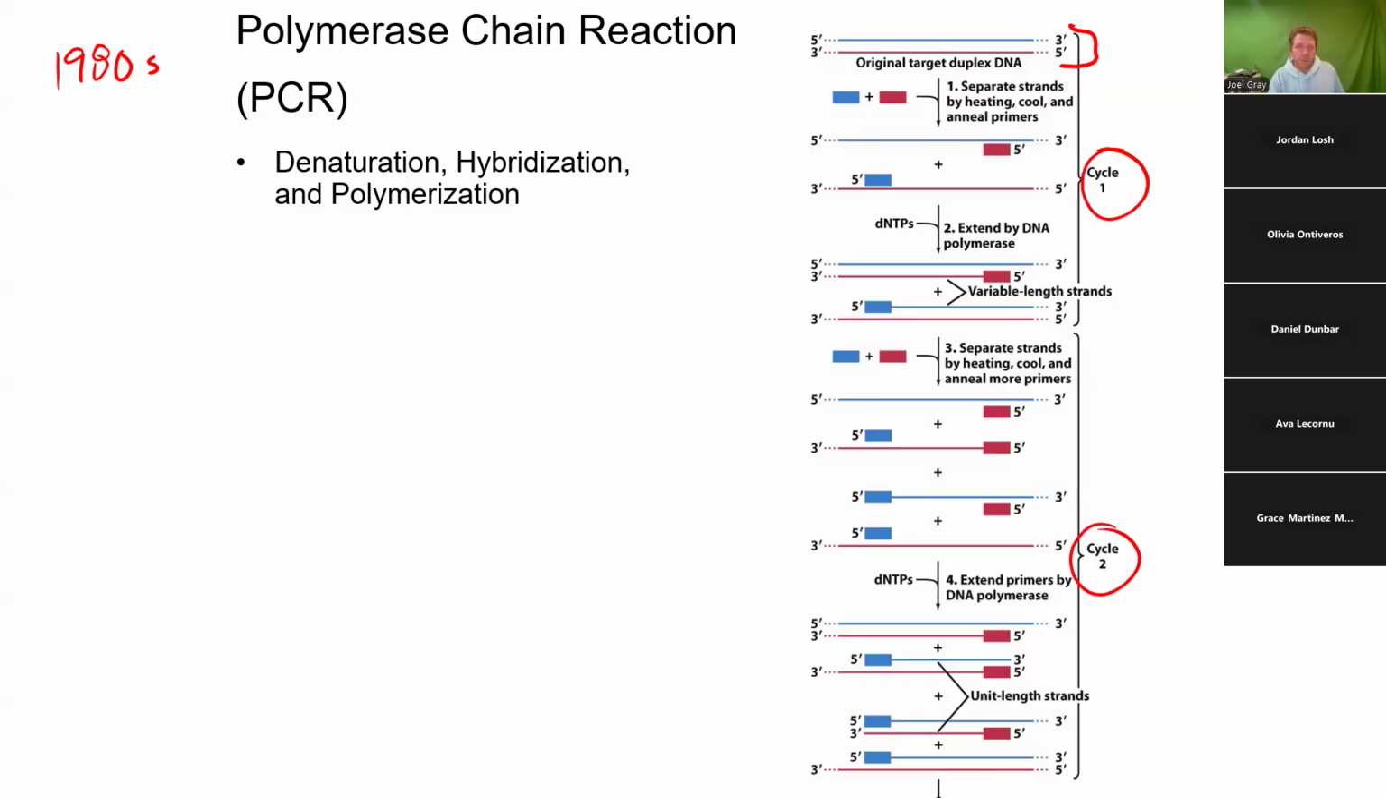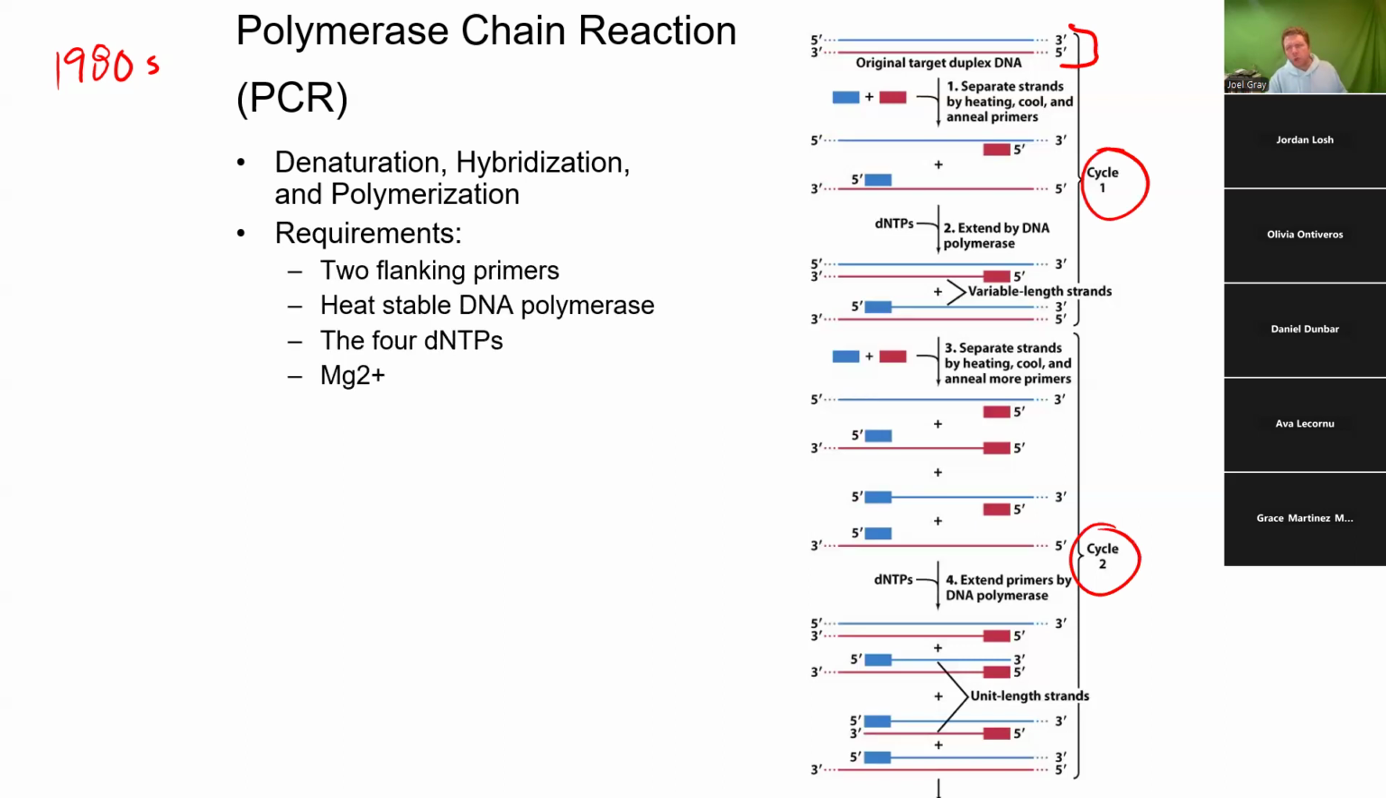Now, these steps or cycles are repeated, maybe not indefinitely, but a certain number of times. Usually that is between 30 and 35. The requirements for the polymerase chain reaction are, well, an original template, a piece of DNA that you want to synthesize and replicate.